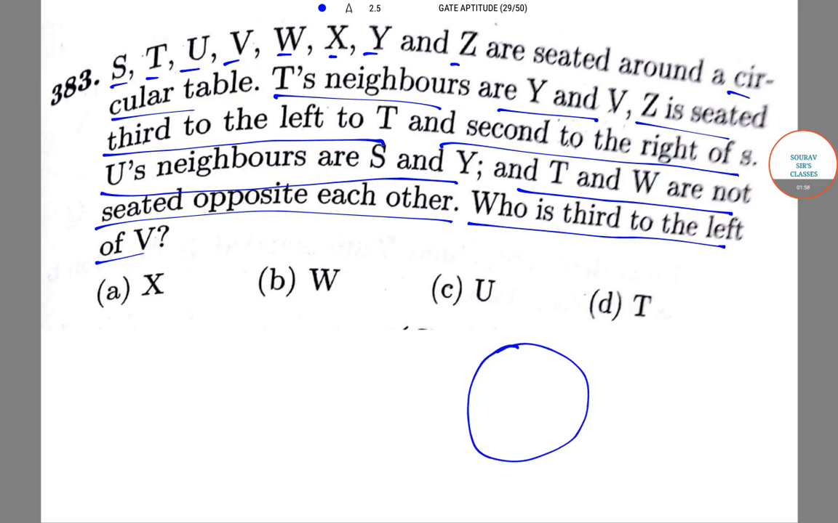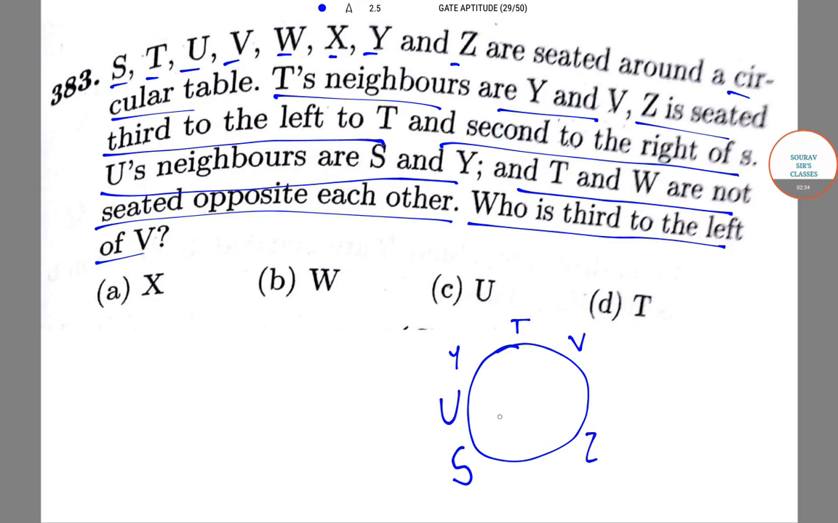Now, let this be the table. It is given that T's neighbors are Y and V. So if we take T to be here, we'll have Y and V as its neighbors. It is given that Z is seated third to the left to T and second to the right of S. So say Z is over here to the right of S. U's neighbors are S and Y. So U would lie between Y and S.